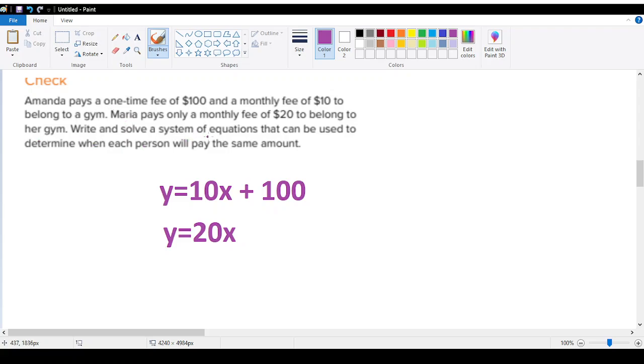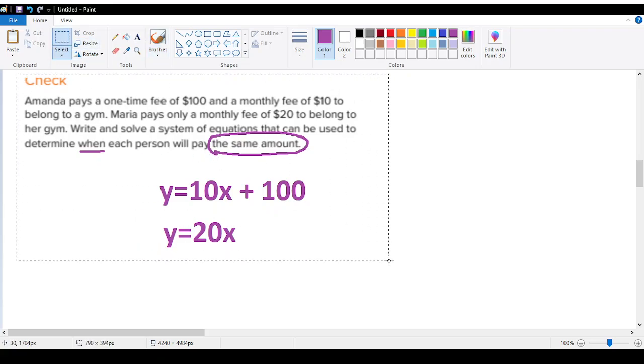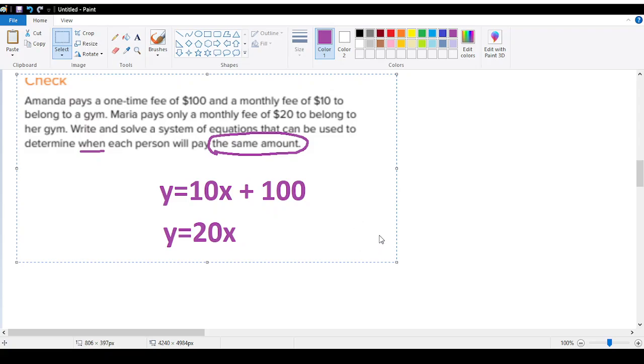Now, write and solve a system of equations that can be used to determine when each person will pay the same amount. So you know what to do, right? Shamsa, do you know how to solve this question? Here, I'm going to send it to you, and you'll solve it now. You put 10x plus 100 equals 20x, right? Correct. I will be waiting for you.